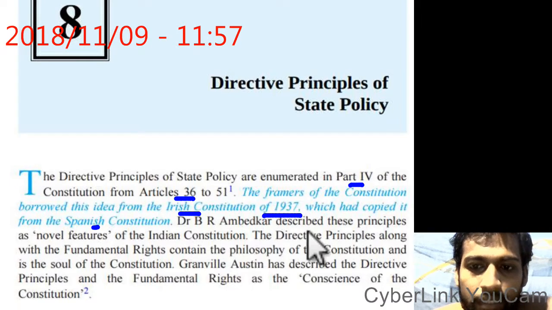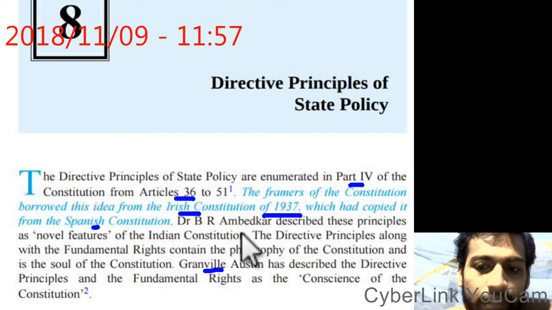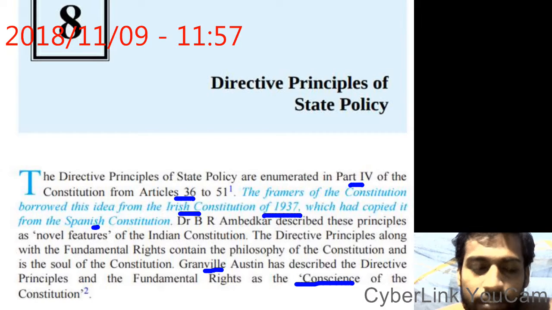Dr. B.R. Ambedkar described it as a noble feature of the Indian Constitution. And Granville Austin, important points: Granville Austin described directive principles and fundamental rights as the conscience of the Constitution.